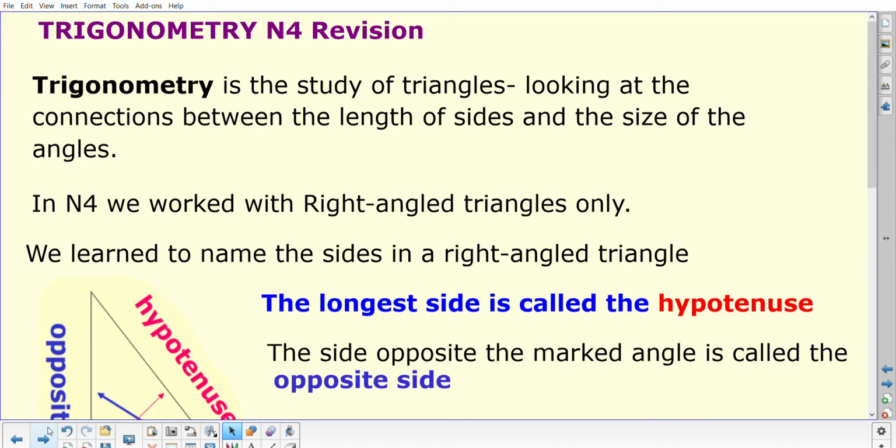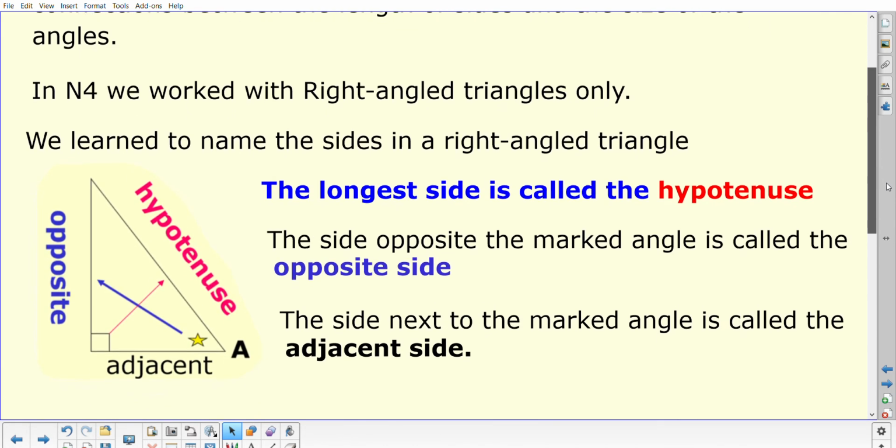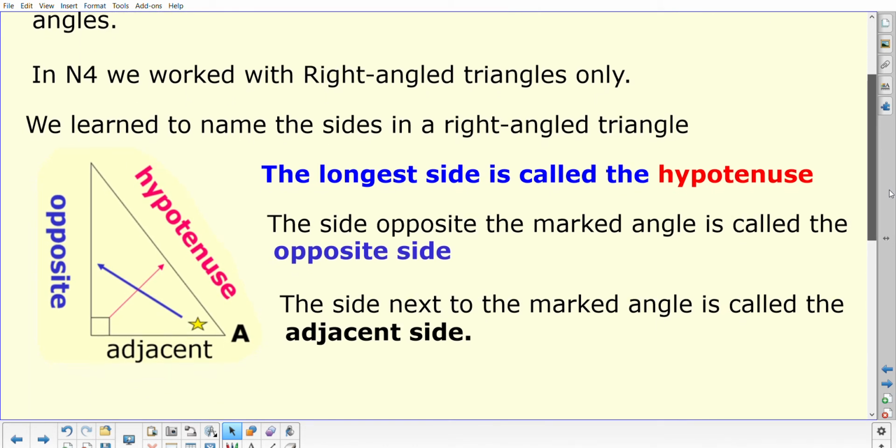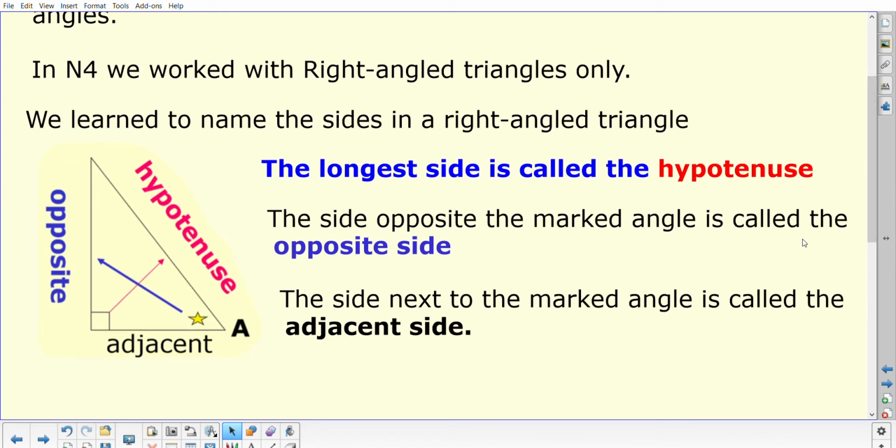Something else that works in right-angled triangles that you met before is trigonometry. Trigonometry doesn't just look at connections between lengths, which is what Pythagoras does, but looks at lengths and also sizes of the angles inside the triangle. And again, at National 4, we're specifically looking at right-angled triangles only. However, our aim in National 5 is to progress on to non-right-angled triangles.